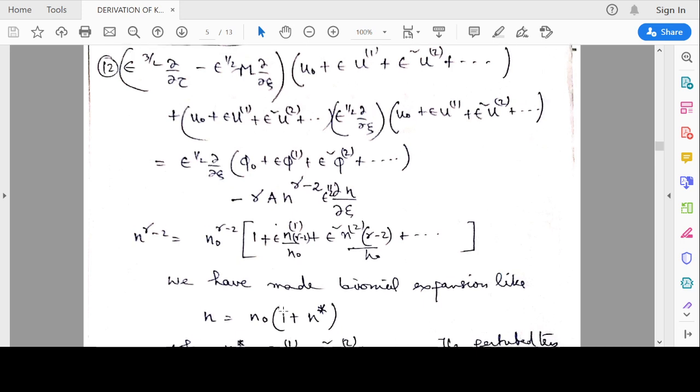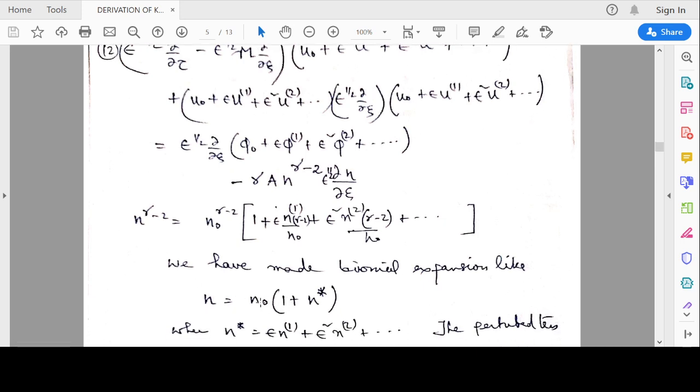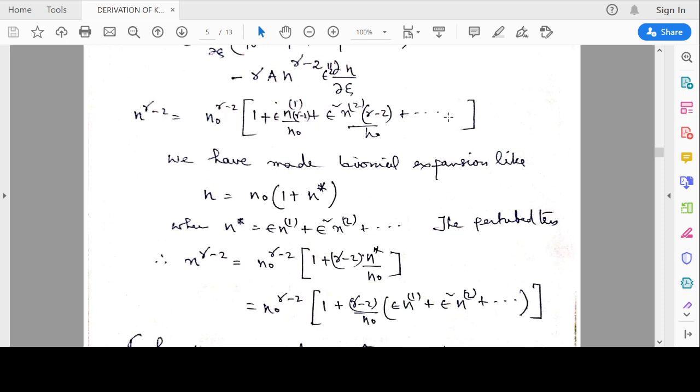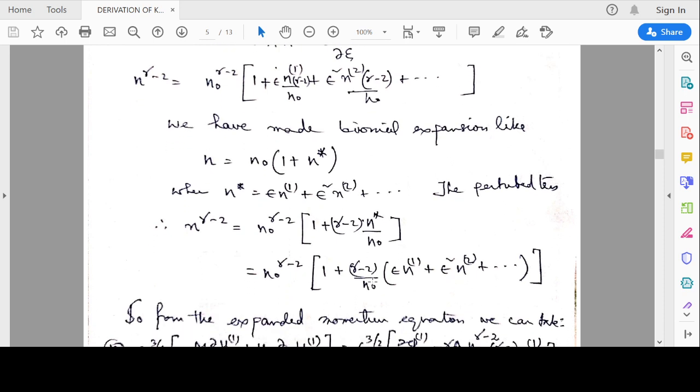Let's come to the next. Suppose the whole quantity is written as the unperturbed term 1 plus the perturbed term. Now the perturbed term, as you see, is written as epsilon times this whole series, the perturbations. Now n to the power gamma minus 1, you see this whole thing comes as gamma minus 2 and n star. Now we are just taking this part as the unperturbed quantity and we just expand this part. So this makes the work a bit simple. You can just apply binomial expansion and this will be more simple.